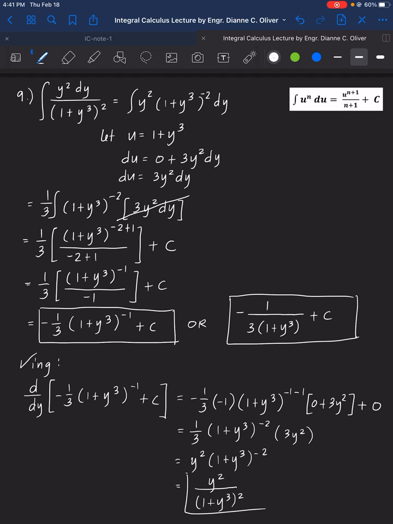So this is the given. We were able to get the given. So that is for example number 9.